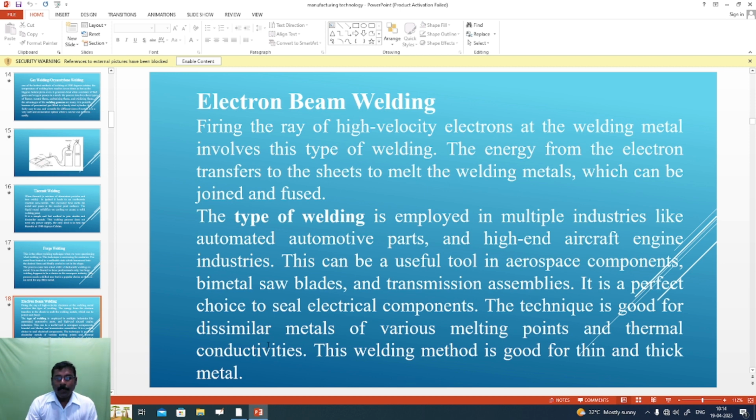Bimetal saw blades and transmission assemblies. It is a perfect choice to shield electrical components. The technique is good for dissimilar metals of various melting points and thermal conductivities. This welding method is good for thin and thick metal.